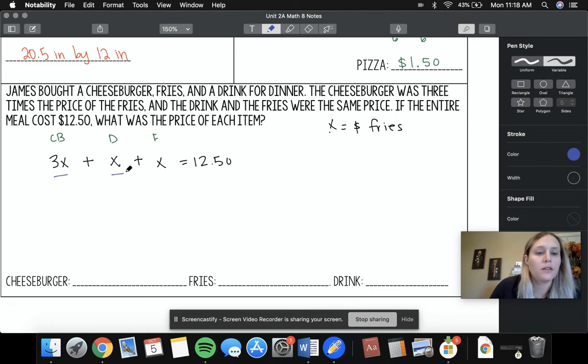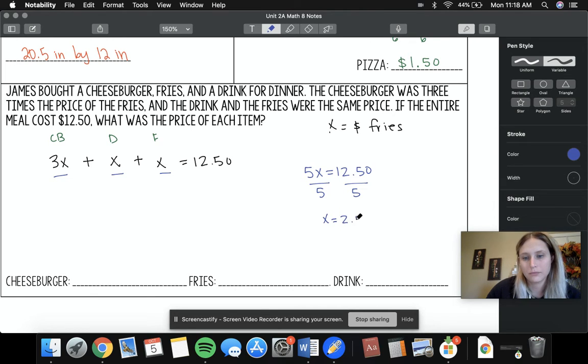But if we were to combine all of these x's together, we would get 5 x's equaling $12.50. If I were to divide by 5, $12.50 divided by 5, I would get 2.5. So that is the cost of the fries, so $2.50. The drink was the same exact cost, so $2.50. And the cheeseburger was 3 times as much. So that would be $7.50.